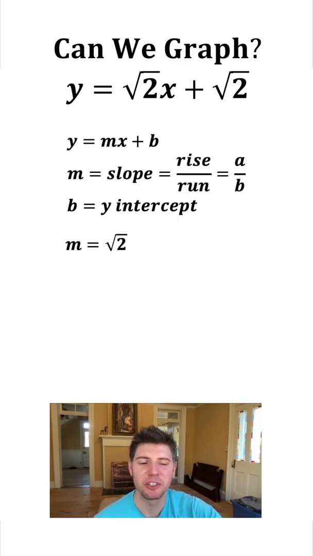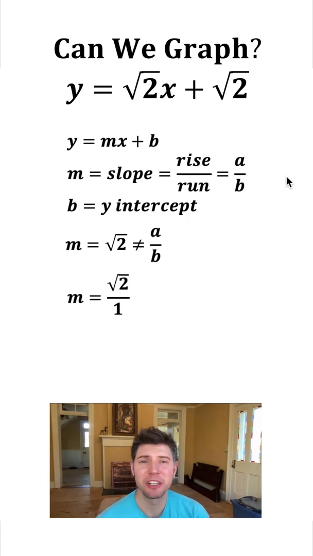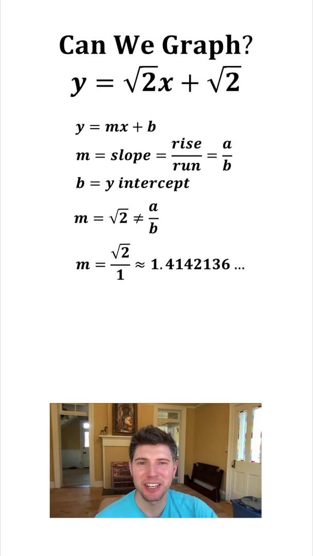The slope of this one is square root of 2, but we can't express square root of 2 as a ratio of integers. So how do we graph this if we can't write the slope out? Well, you might argue we can just write this as square root of 2 over 1. But the trick is, what is the square root of 2? The best we can do is approximate it. So how are we going to graph this if we can only get an approximate value for square root of 2? Well, there is a precise way to graph it.